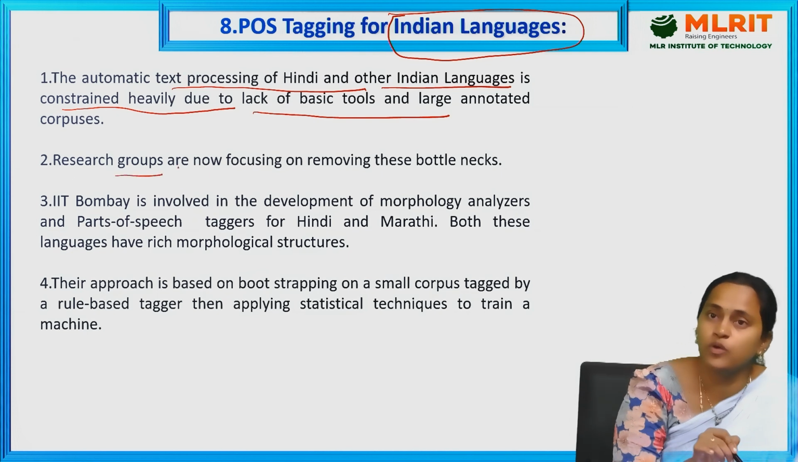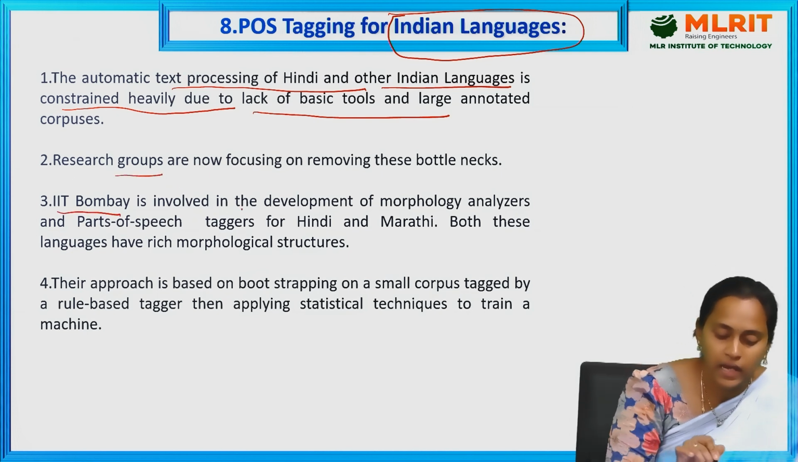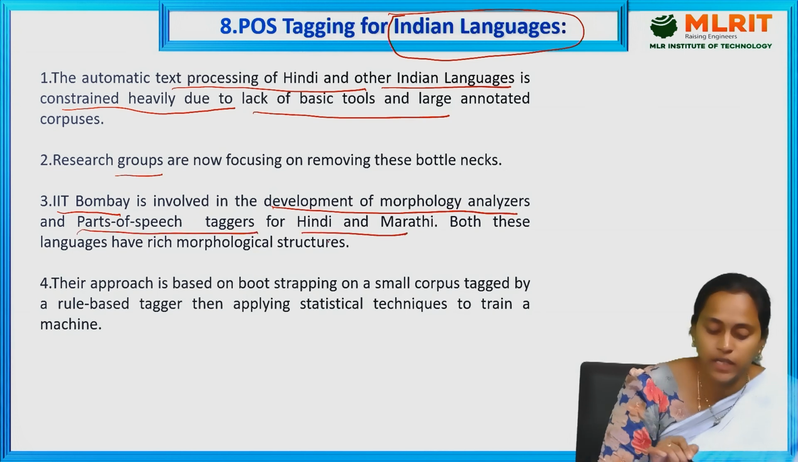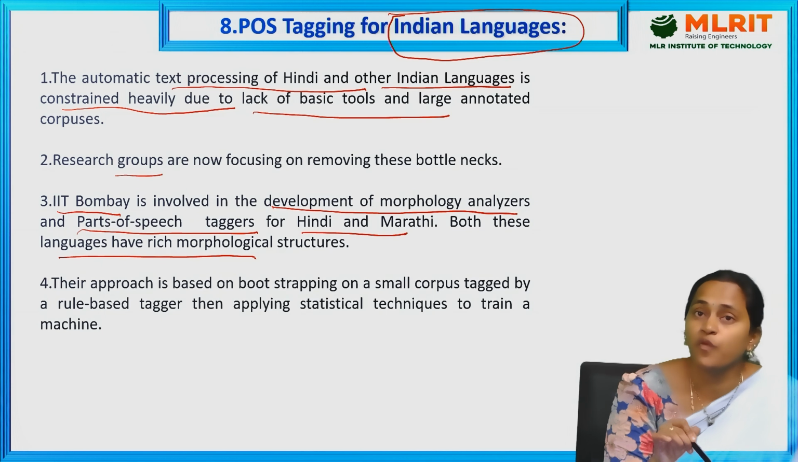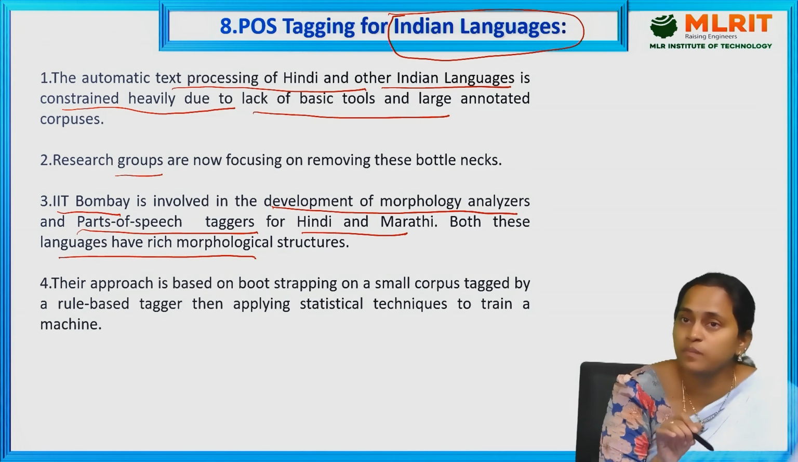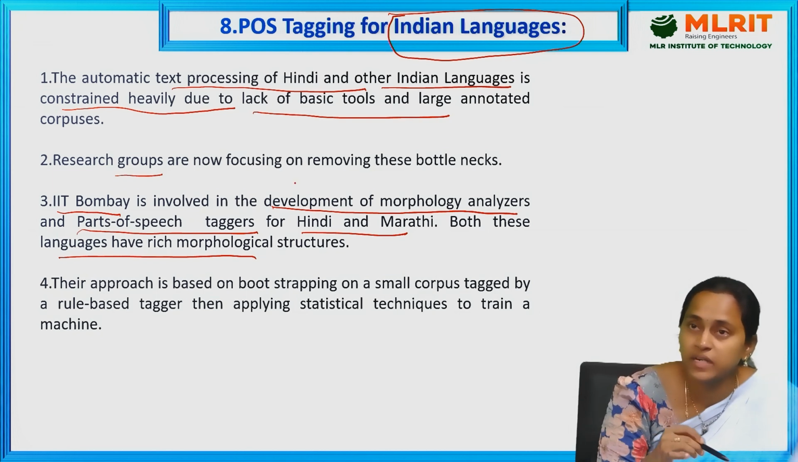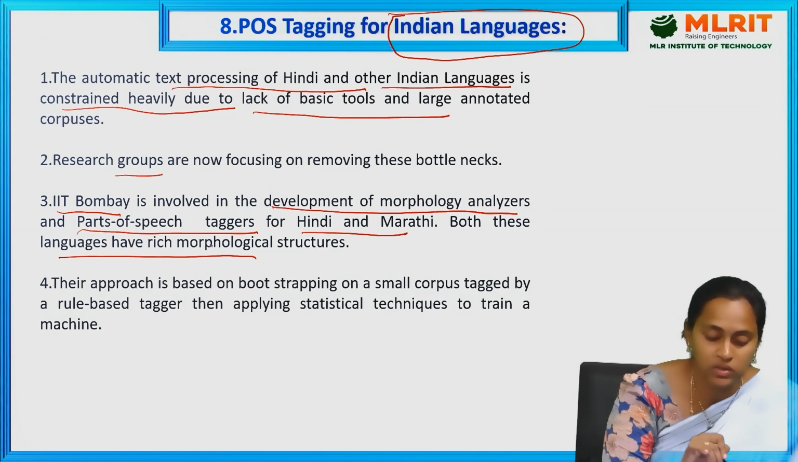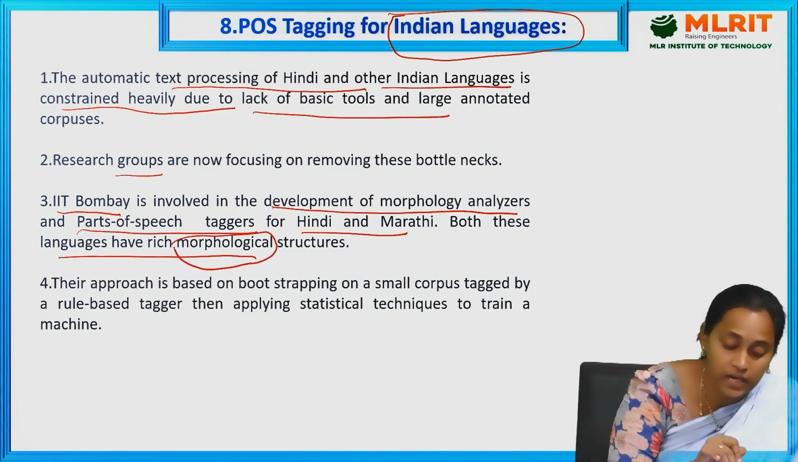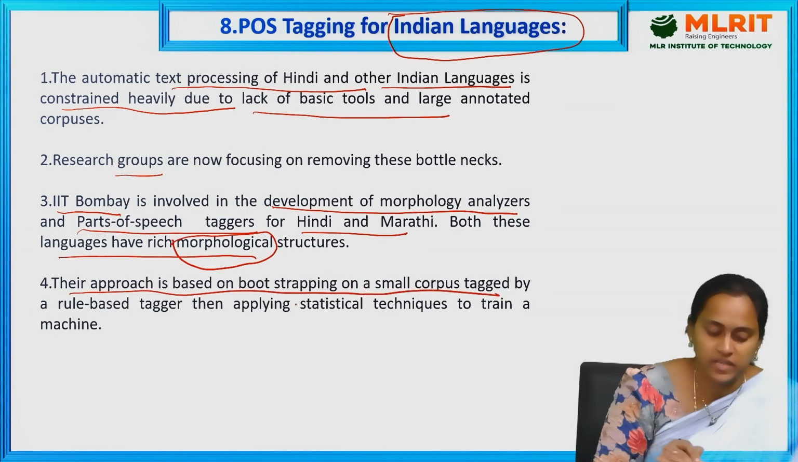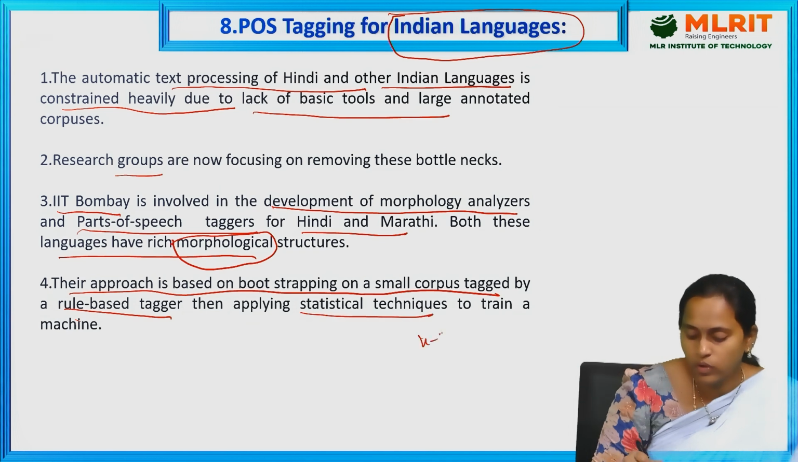Research is still going on at IIT Bombay, on development of morphological analysis and POS taggers for Hindi and Marathi. Both these languages have a rich morphological structure, because we already discussed the Indian languages: Hindi, Telugu, Marathi, right? There is variation from sentence to sentence, so for that purpose the morphological structure is still being improved. Their approach is based on bootstrapping on a small corpus tagged by a rule-based POS tagger, then applying statistical techniques, that is the N-gram model.